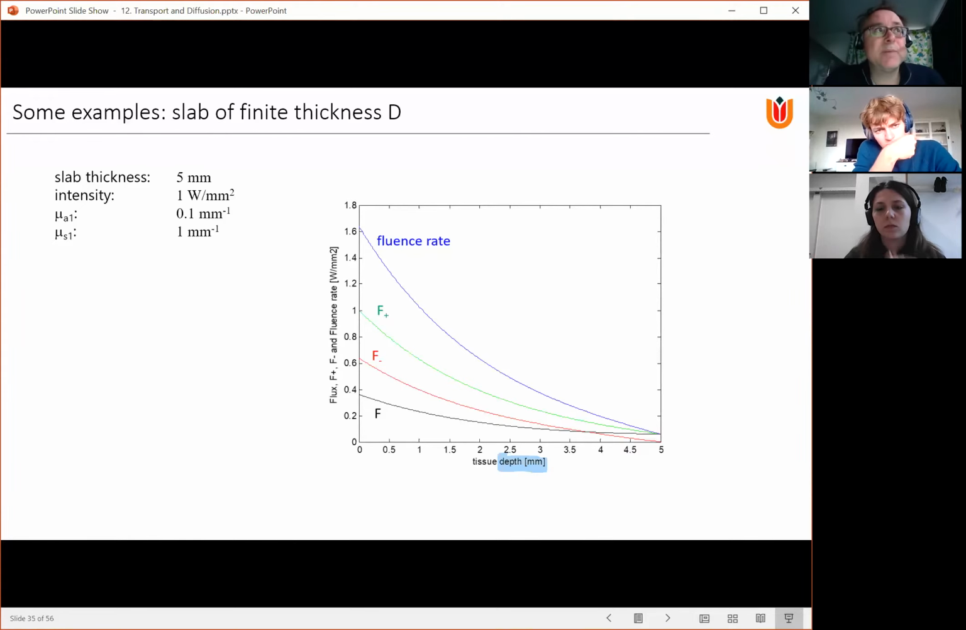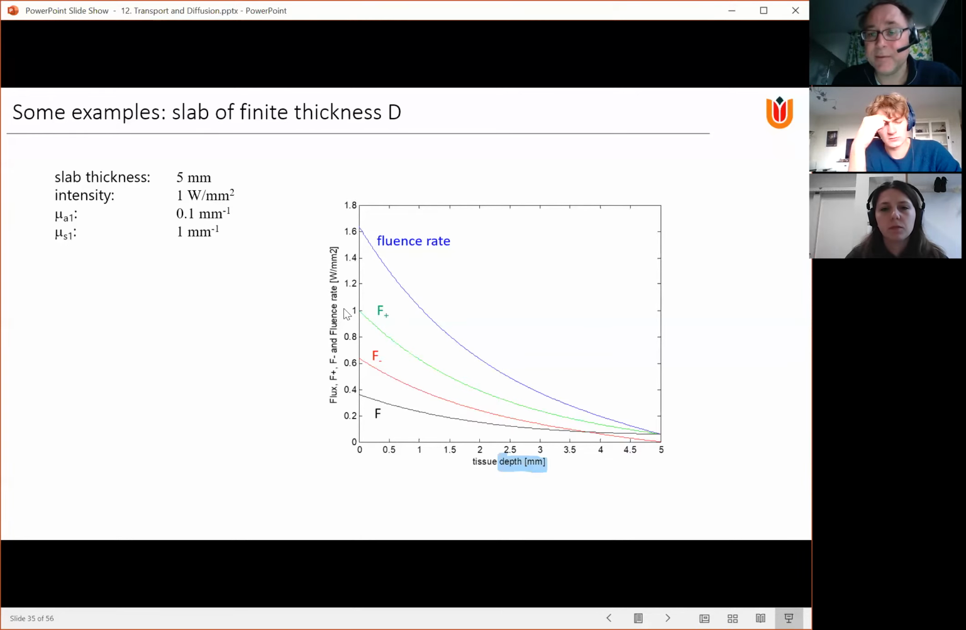Yeah. So basically, at the boundary, the forward flux is just the light that enters, and the backward flux is just the light that escapes. So the value of the flux in the forward direction at exactly 0 depth has to be whatever you put in, because that is the only source of light. So it has to be this 1 watt per square millimeter.